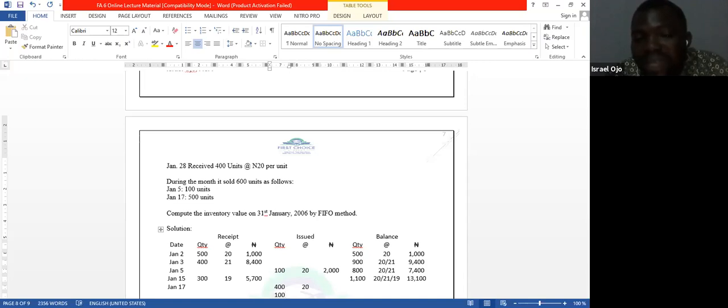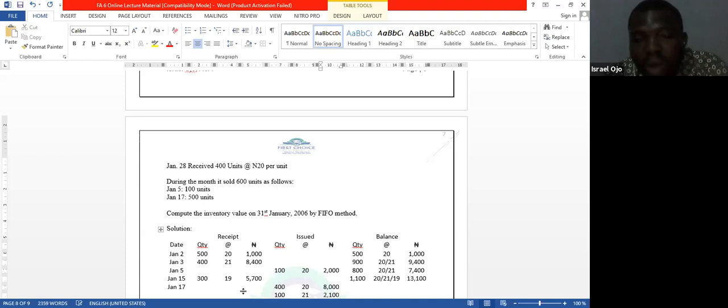That 100 will now be taken from another one that is next to it, because we are done with 20. So we move to 21, the one that we bought at 21 naira per unit, and that's the one that we bought 400 quantity of. So this 100 will be valued at 21 naira. After we have done that, we now press the calculator. 400 units times 20 will give us 8,000. 100 times 21 will give us 2,100.